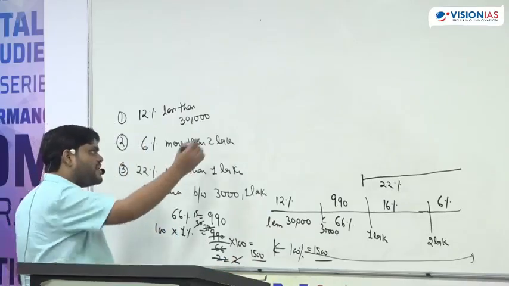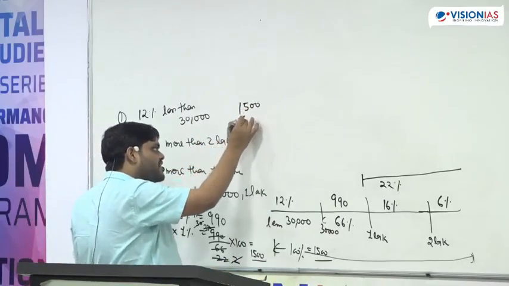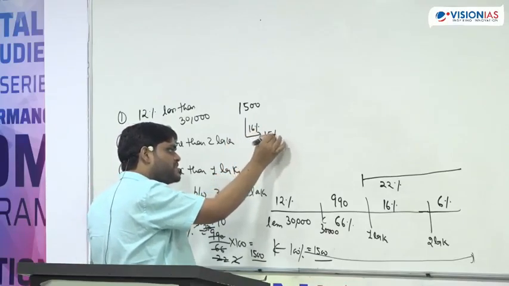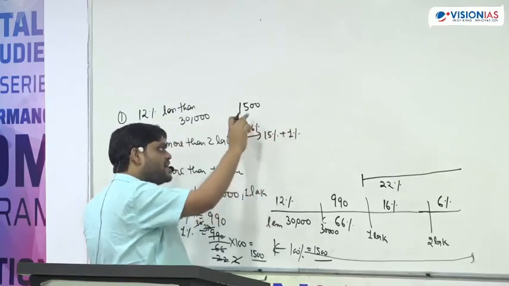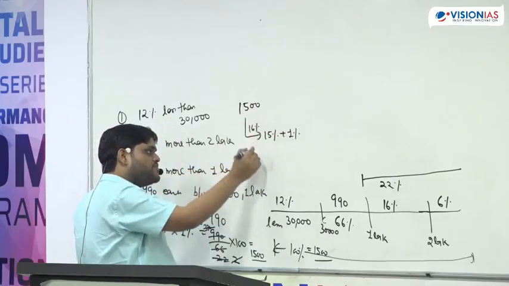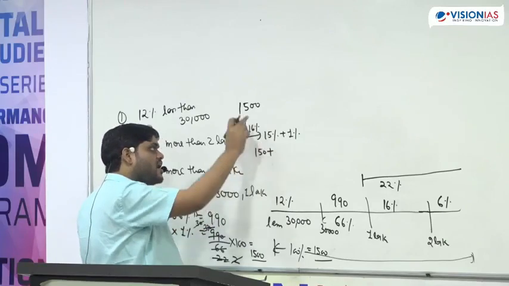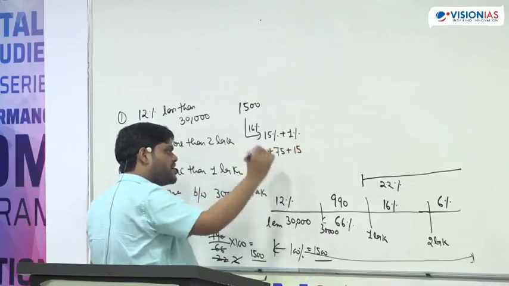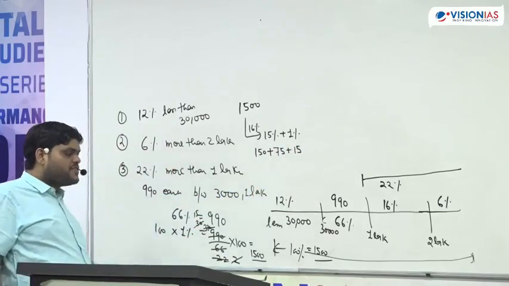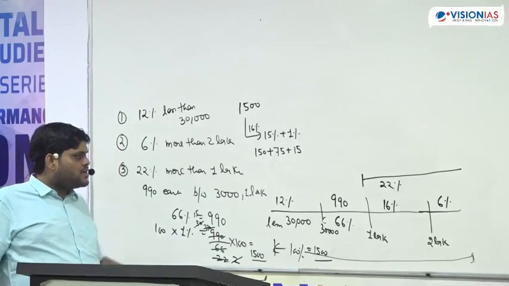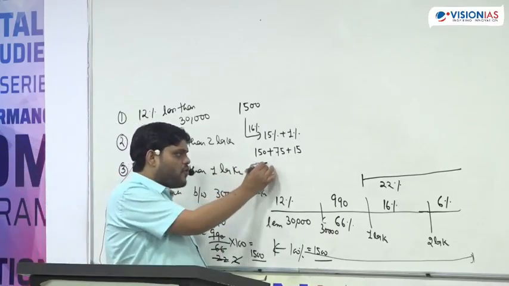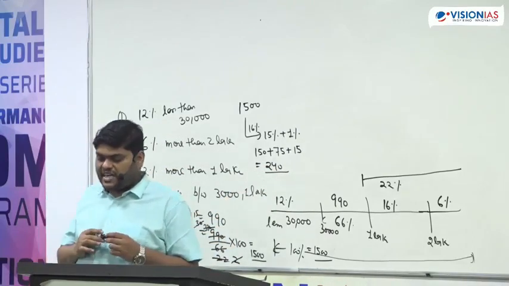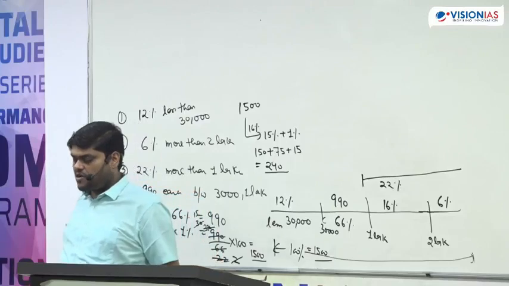So what is total value? Total value is 1500. We have to find out 16% out of this. 16% means 15% plus 1%. 10% of this number becomes 150, plus 5% of this number becomes 75. 1% of this number becomes 15. So 150 plus 90, it will become 240. So 240 should be the correct answer. So B is the correct answer of this question.